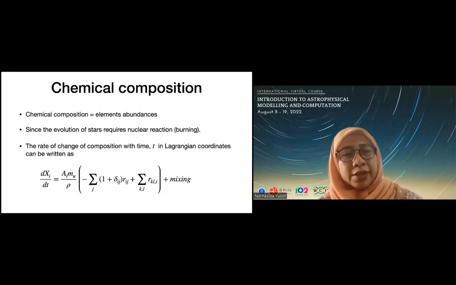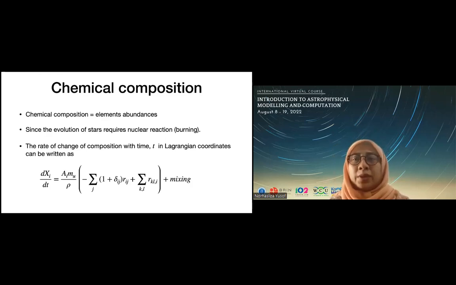And I already mentioned the chemical composition. What is that? Chemical composition is also known as element abundances. This also comes from the nuclear reaction, or if you read books or papers, it is also known as nuclear burning. We have to burn our hydrogen initially at our core, and after that the hydrogen will change into other heavier elements, and this process will take millions of years. It depends on the type of star that you want to calculate.